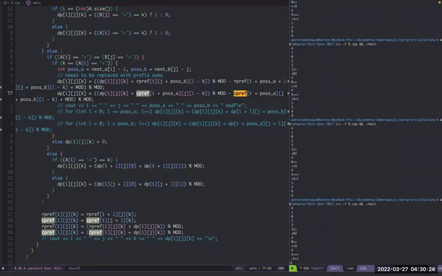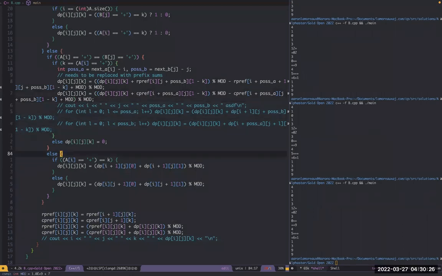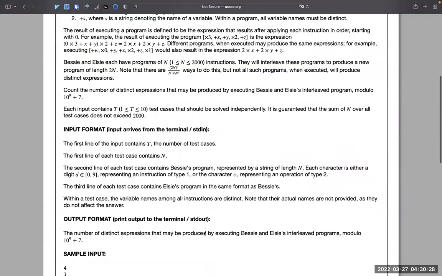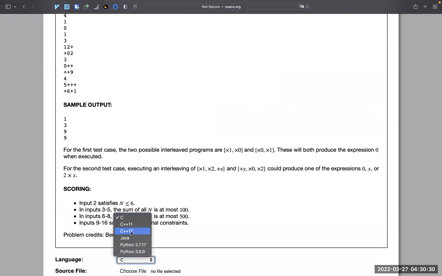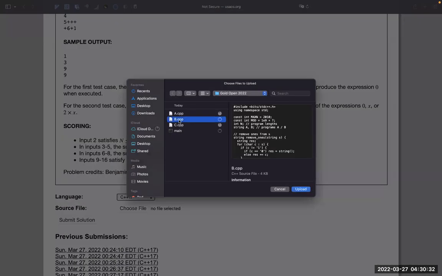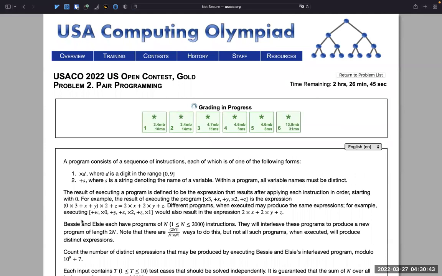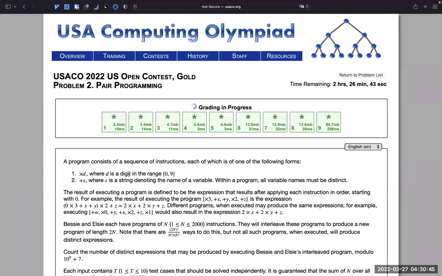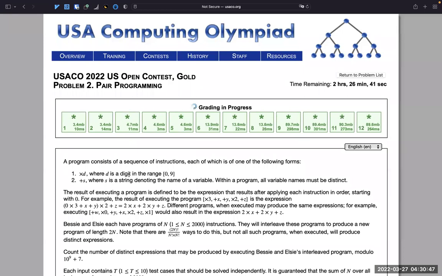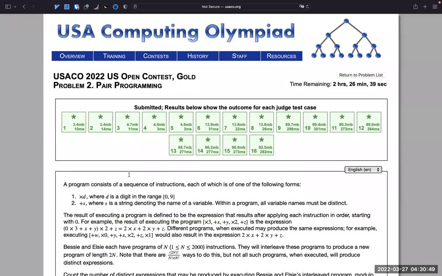See if it still works. It does still work, which is a good sign. I don't know. We'll submit. It wasn't too hard to change, I don't think. So let's see if it works. And there we go. Okay, so that was the last problem.